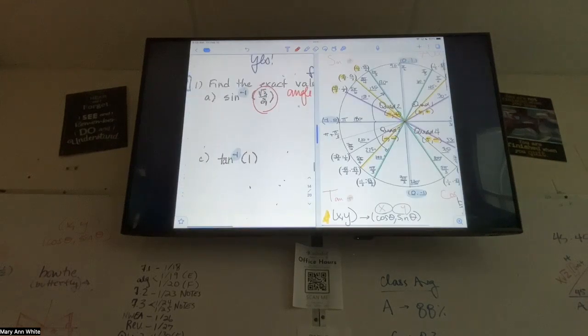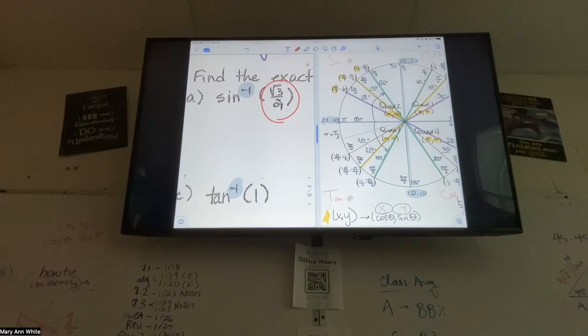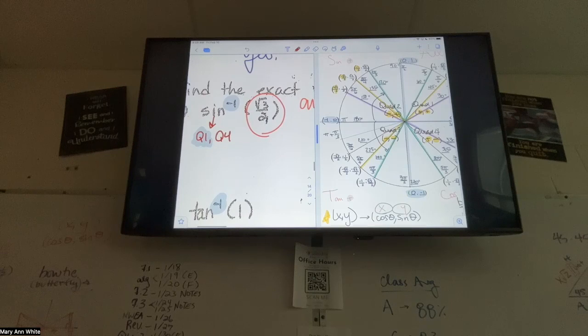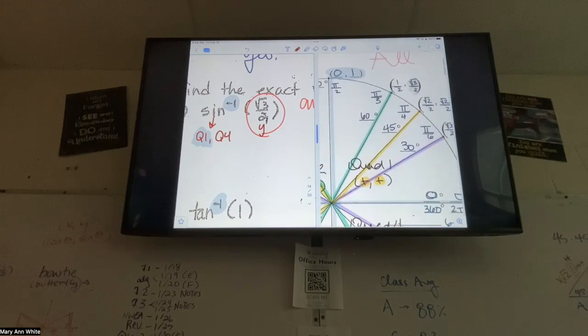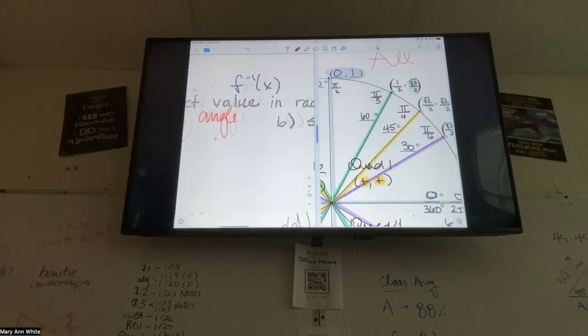What quadrants are you allowed to look at for sine? 1 and 4. Which one is the positive one? 1. So I'm looking in quadrant 1 for where I have a sine or a y of √3/2. Where do you have a y of √3/2? Yes, but I want this in radians because that's what the direction says.